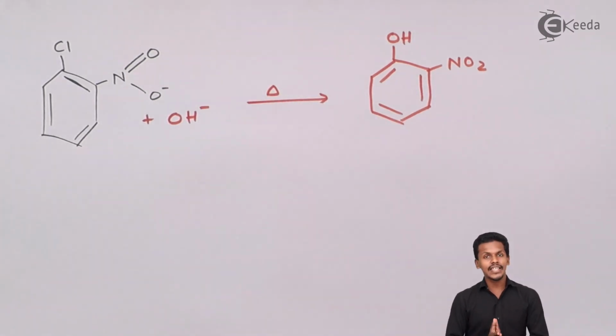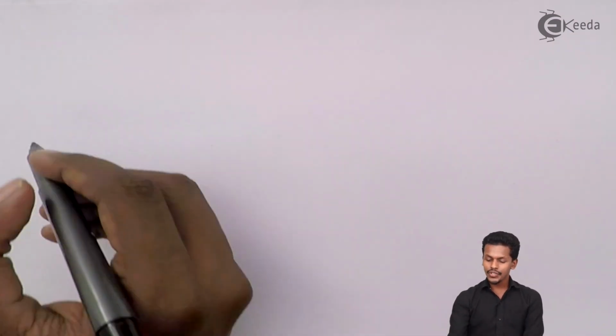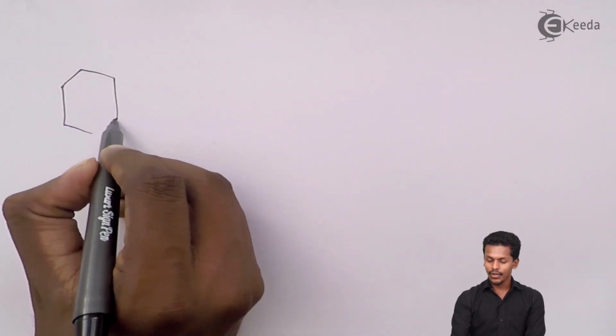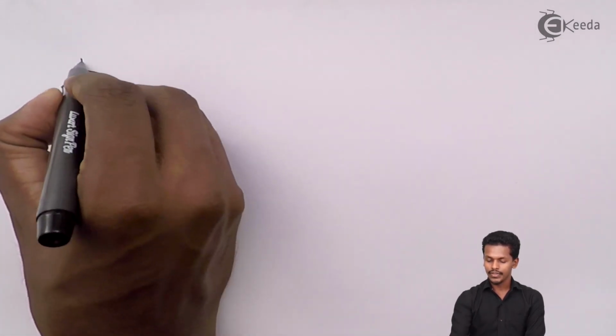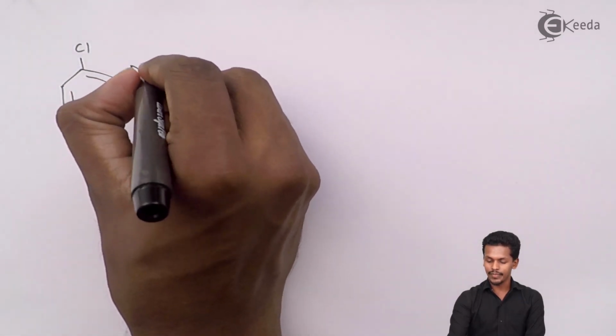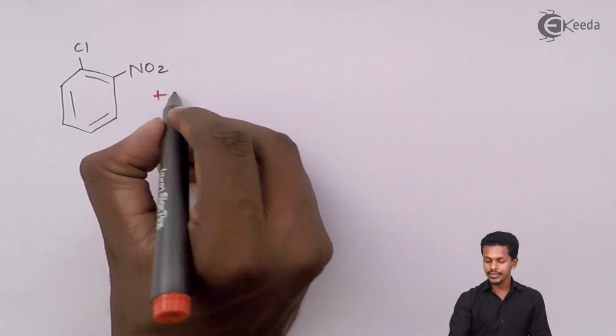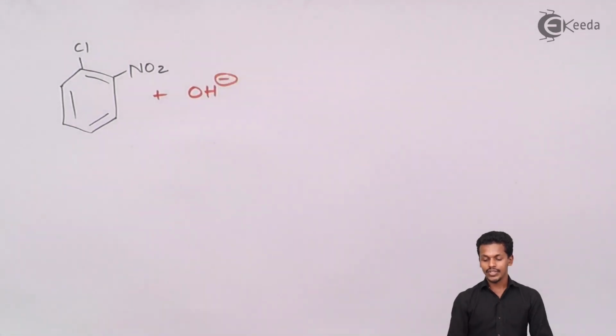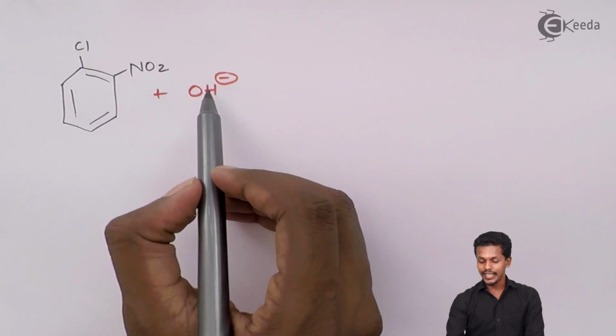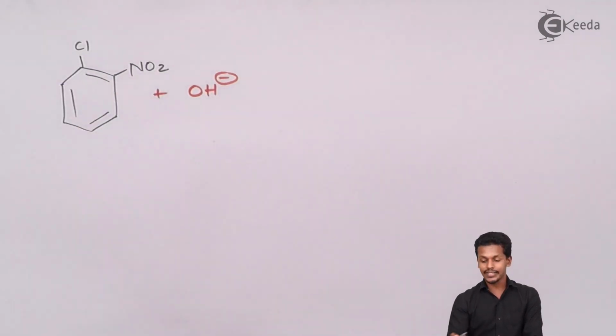So how does it increase the reactivity? It has generally been found that whenever an electron withdrawing group is present at the ortho position or at the para position, it can increase the reactivity. How? Let us see the resonance of this one. Here is the structure of ortho nitro chlorobenzene, as I have mentioned here. If this undergoes a substitution reaction with OH minus ion, then it would attack the group present here.